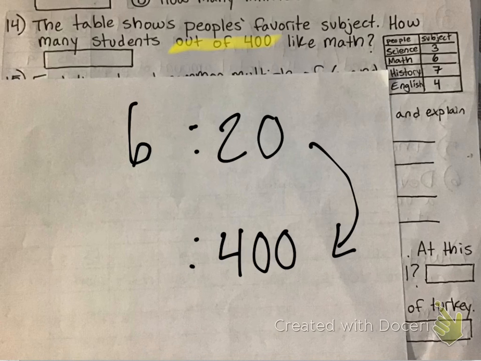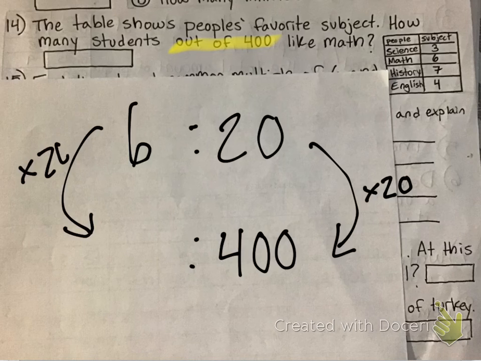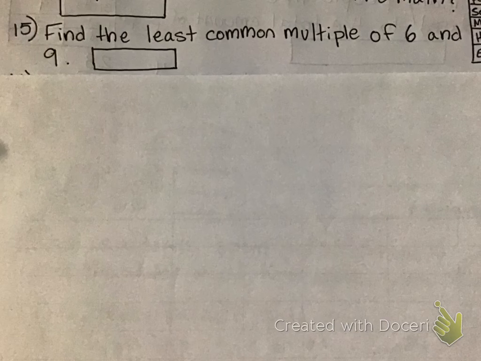This is easy. How do we go from 20 to 400? Jaden? Times 20. So we do the exact same to the 6. What's 6 times 20? Who can tell me? Miles? 120. And our answer is then 120. Exactly. So, a lot of people messed up on this one because you did not read.